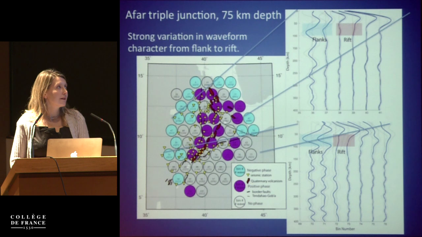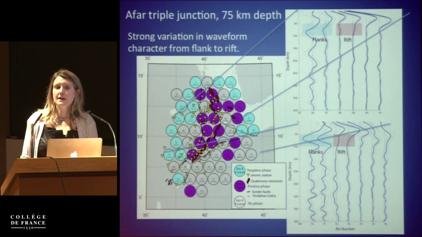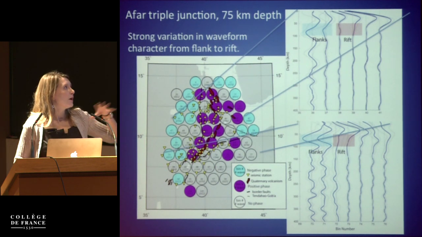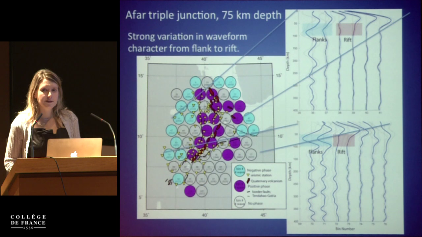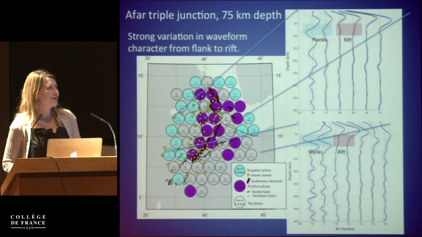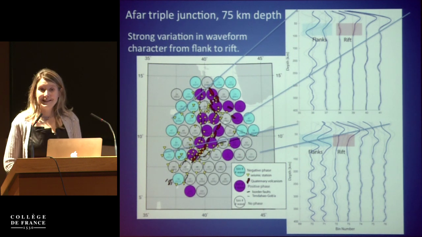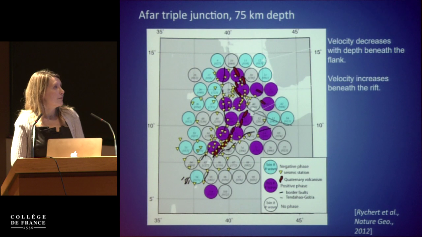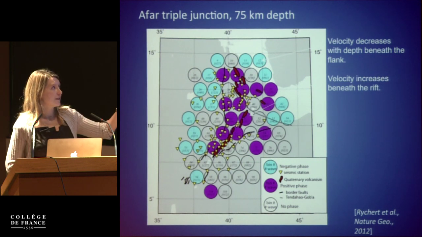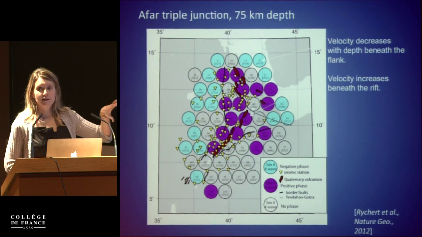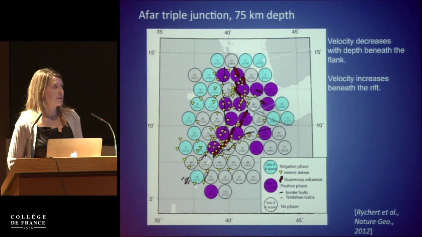And when I plot the polarity of significant phases in that depth range on the map here, all negative phases or velocity decreases are shown in red, and velocity increases are shown in blue. And you can see that there's a pretty strong correlation with the tectonics of the region. So that's quite exciting. We think that velocity decrease is representing the base of the lithosphere on the flank, whereas beneath the rift itself, we must be seeing something completely different.